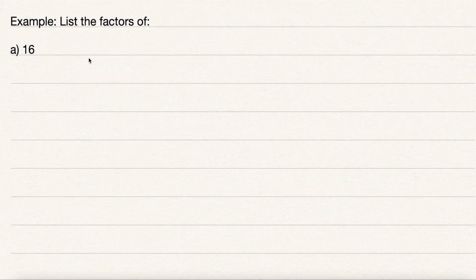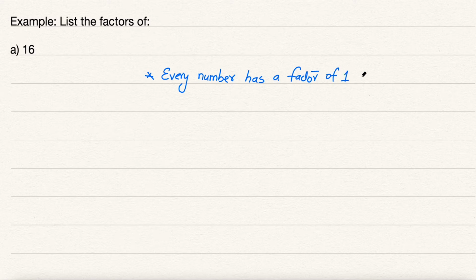In order to find factors of 16, we need to find all those numbers that multiply together to produce 16 as their product. We will use divisibility tests to find those factors. An important point that we need to remember is that every number has a factor of 1 and the number itself.